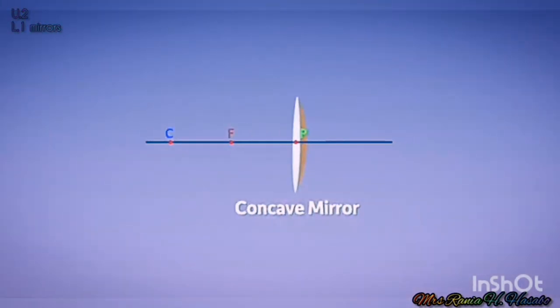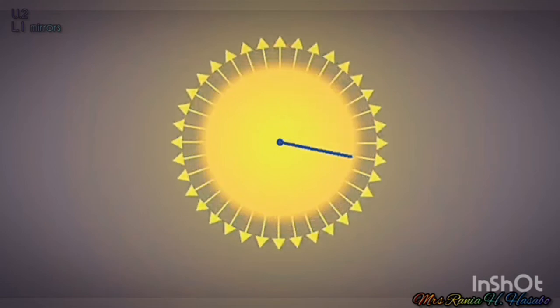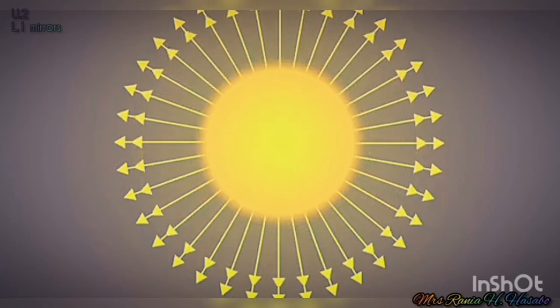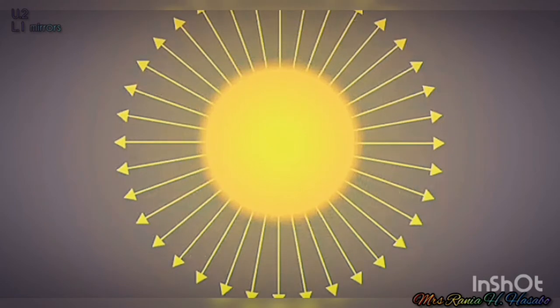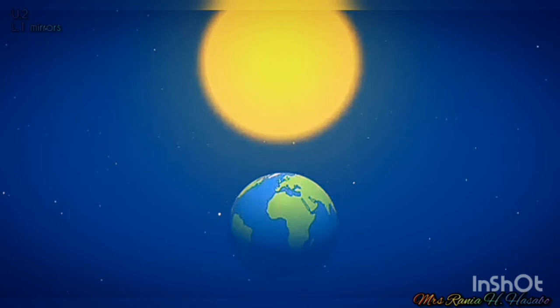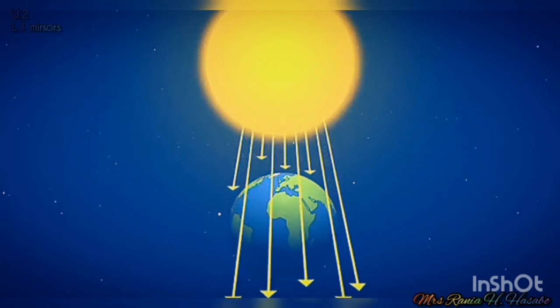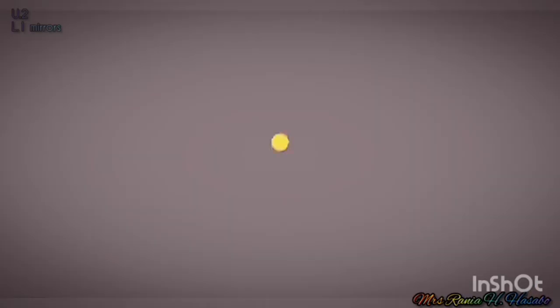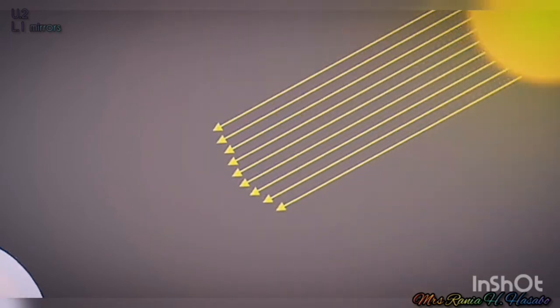Okay, let's remove the convex mirror for a while and concentrate on the concave mirror. Let's take the sun as an object. The sun emits its rays outwards along a radius, but the sun is a very large distance away from the earth. So the rays of the sun can be considered to be almost parallel. Our object, the sun, is present at infinity and emitting parallel rays of light.